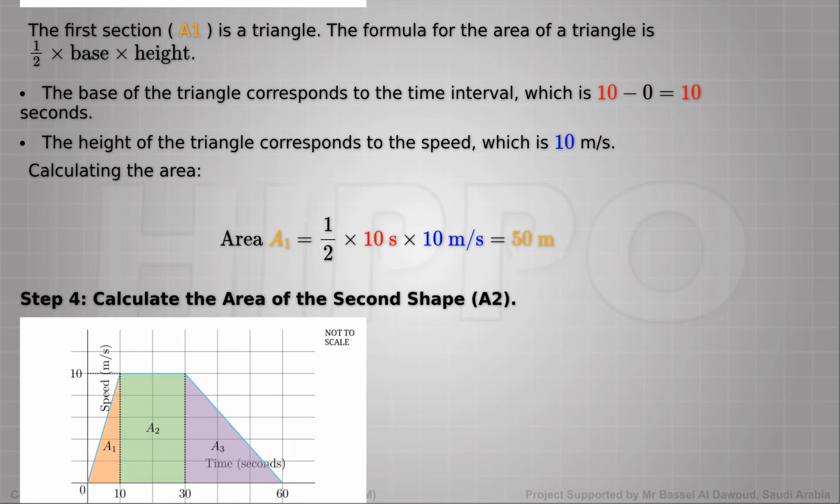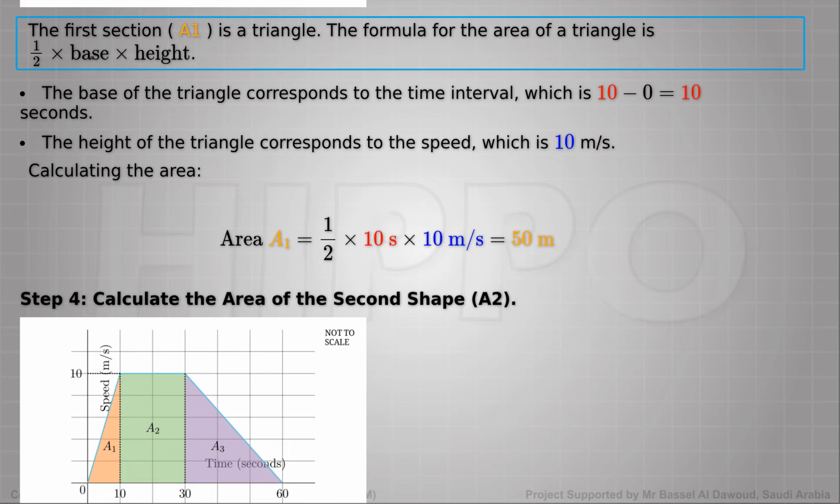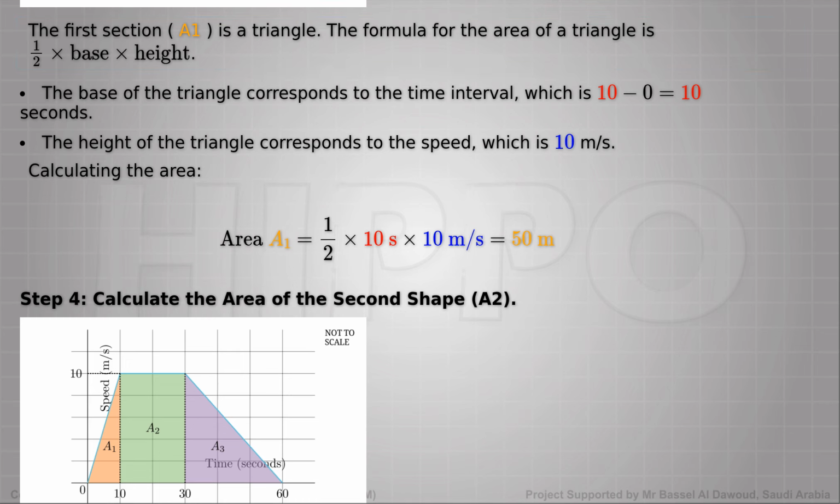The formula for the area of a triangle is 1/2 times base times height. So we calculate 1/2 times 10 times 10, which gives us 50. This means the distance traveled in the first 10 seconds is 50 meters.